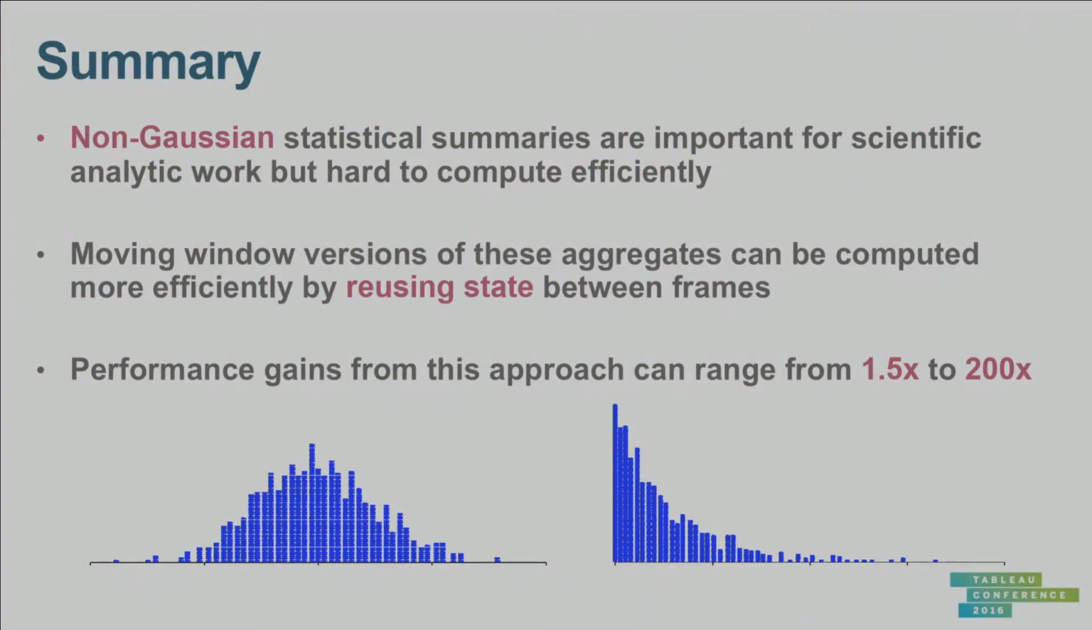And to conclude, these non-Gaussian statistical summaries are important for scientific analytic work, and they're really hard to compute efficiently. But you can compute them more efficiently by reusing state between adjacent frames of your partition. And the performance gains from this approach can range from 1.5 to 200 times.